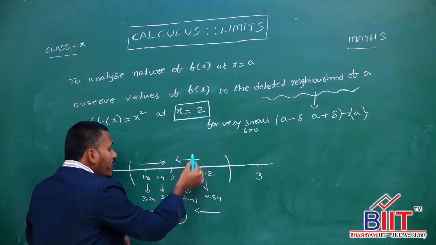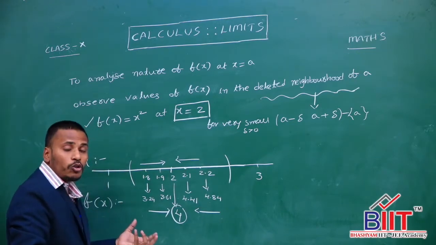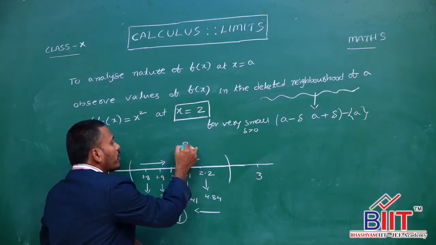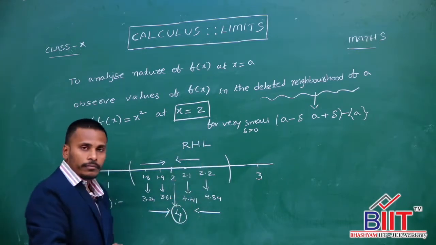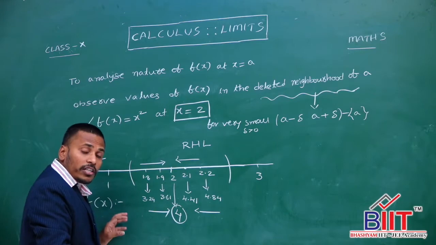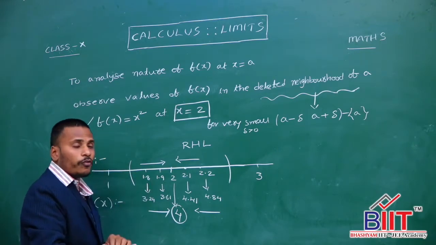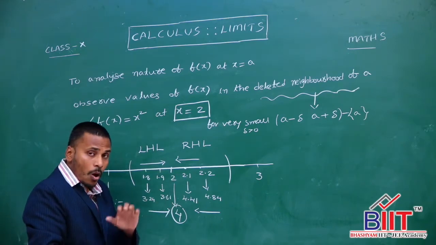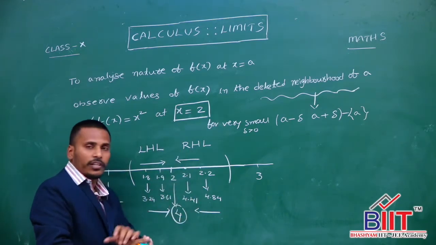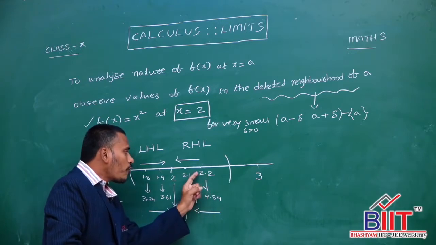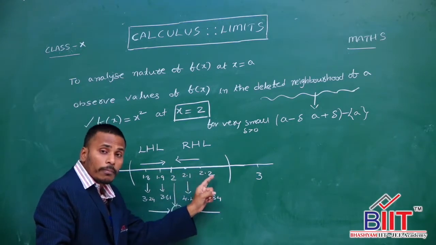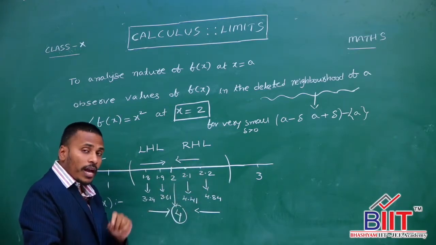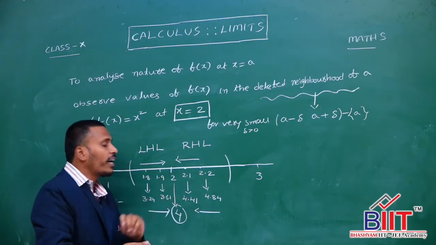Now, see, analyzation of the functional values of f of x in the right side of 2 leads to the concept of right hand limit, and analyzation of the functional values in the left side of 2 leads to the concept of left hand limit. Once if you concentrate in the right region, here the values of x are changing towards 2 from right side. So, x is moving towards 2 and the value of x is somewhat greater than 2.